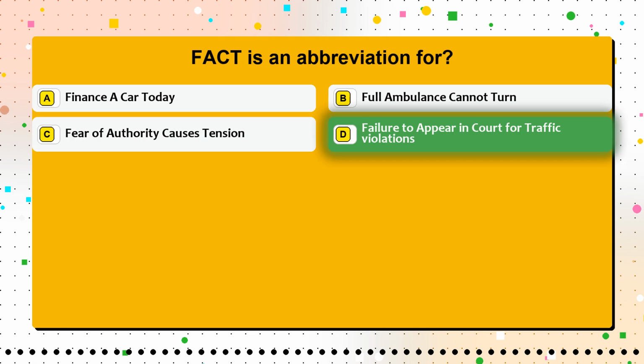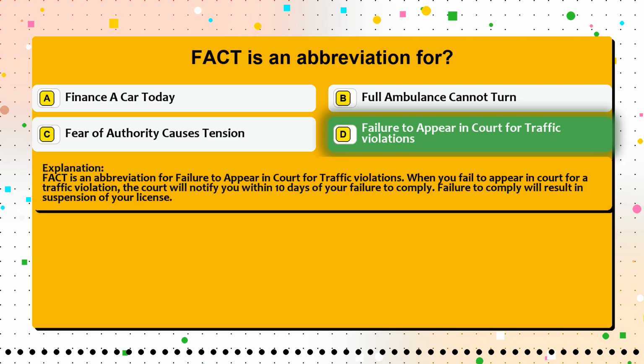The correct answer is option D. Failure to appear in court for traffic violations. FACT is an abbreviation for failure to appear in court for traffic violations. When you fail to appear in court for a traffic violation, the court will notify you within 10 days of your failure to comply. Failure to comply will result in suspension of your license.